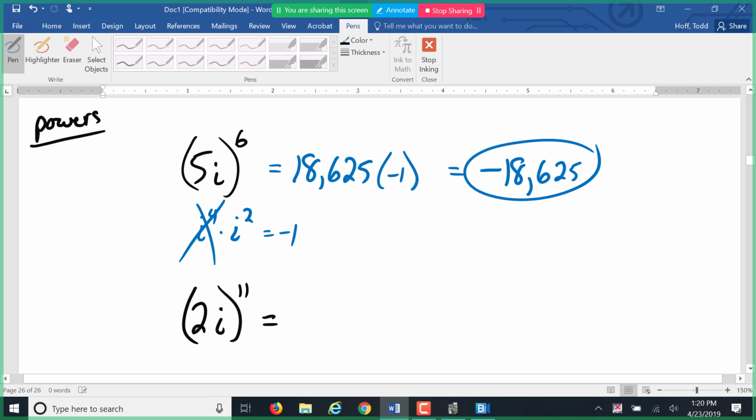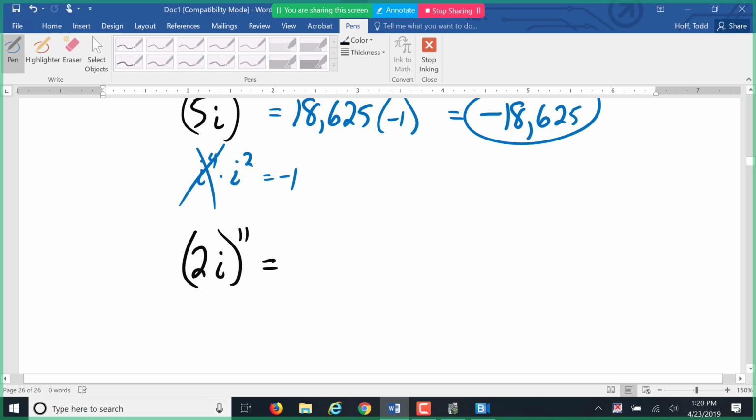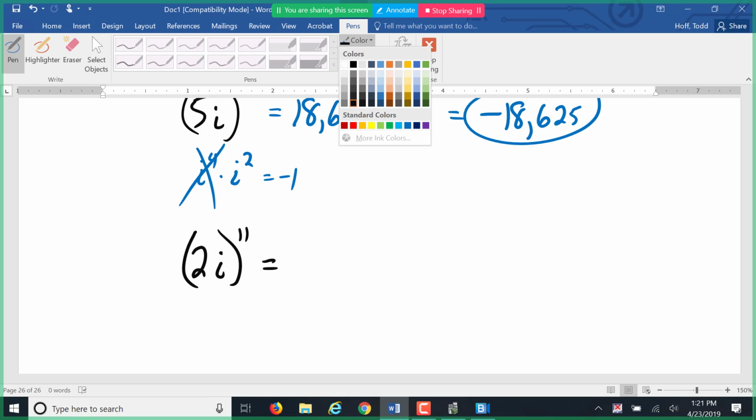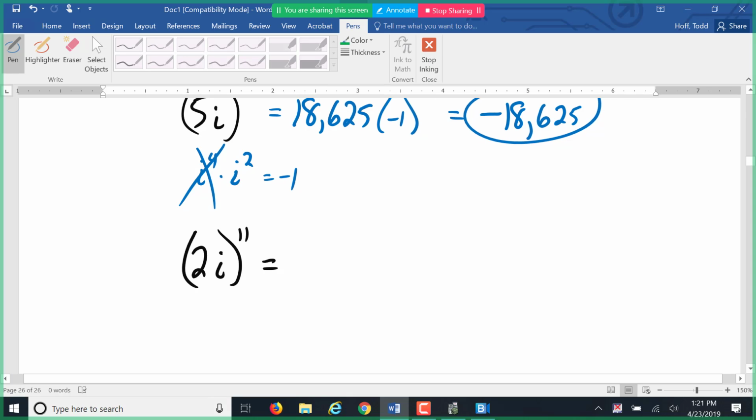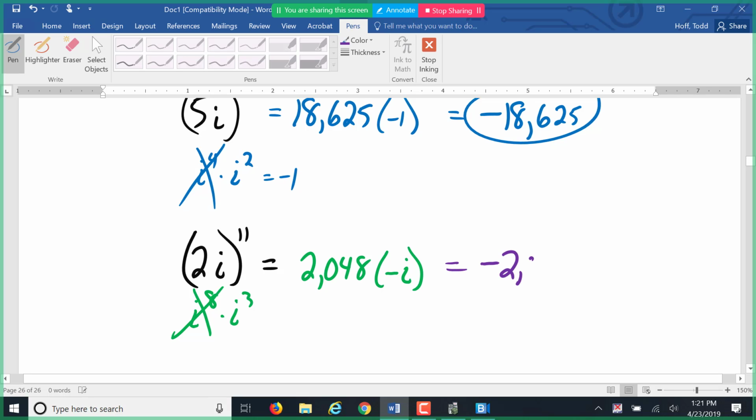Let's do 2i to the power of the 11th. Well, again, we're going to do 2 to the power of the 11th. 2 to the power of the 11th is 2,048. I to the power of 11, again, we're going to break that into I to the 8th times I to the 3rd. Since 8 is divisible by 4, I to the 8th is just 1. I to the 3rd, if we recall, is negative I. So 2,048 times negative I is negative 2,048i.